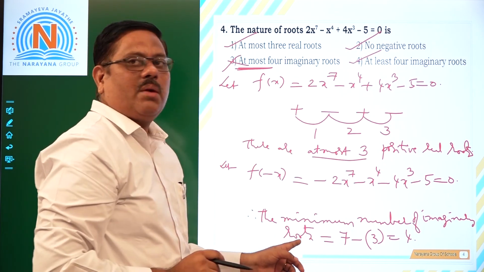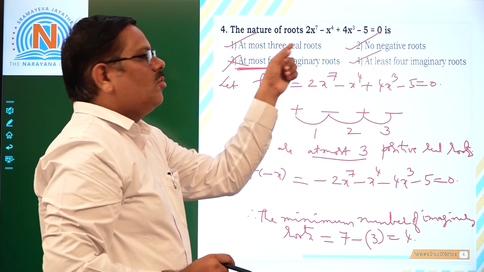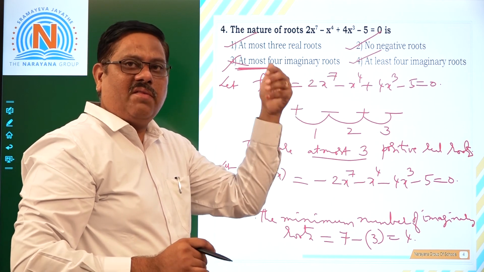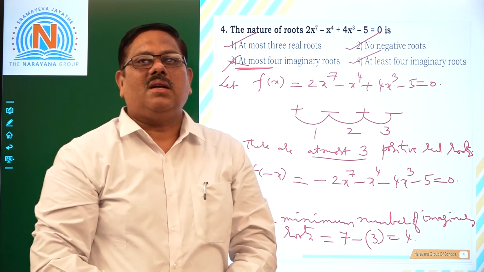Whenever you are talking about imaginary roots, we have to use the word minimum or at least. Whenever you are talking about positive real roots or negative real roots, in fact real roots, we have to say at most or maximum. Okay, that is the end of this assignment.